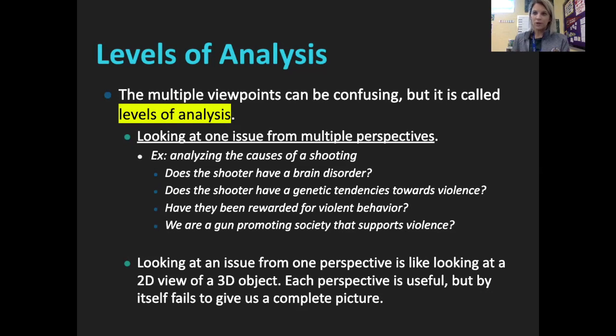So for instance, if we were analyzing the psychology of a violent event like a shooting, some of the questions that we might ask ourselves are, does the shooter have a brain disorder? The neuroscience or biological perspective. Does the shooter have genetic tendencies towards violence? That could be the evolutionary perspective. Have they been rewarded for violent behavior? The behaviorist perspective. And are we a gun-promoting society that supports violence? The sociocultural perspective.